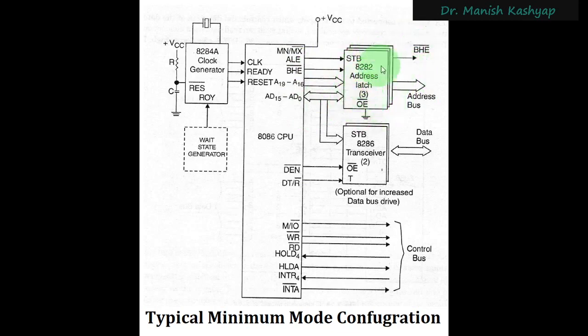You might also see the internal structure of this 8282 latch, but it is a simple storage device. So it is essentially made up of D flip-flops. So that's why I'm not elaborating the internal structure of this 8282 address latch. If you're interested, you can see it in your textbook.